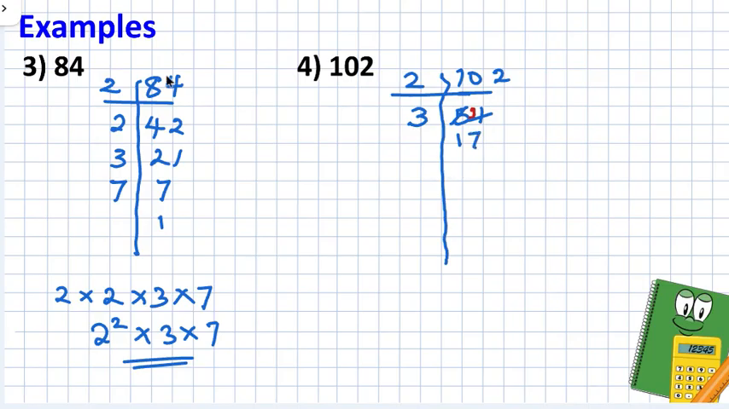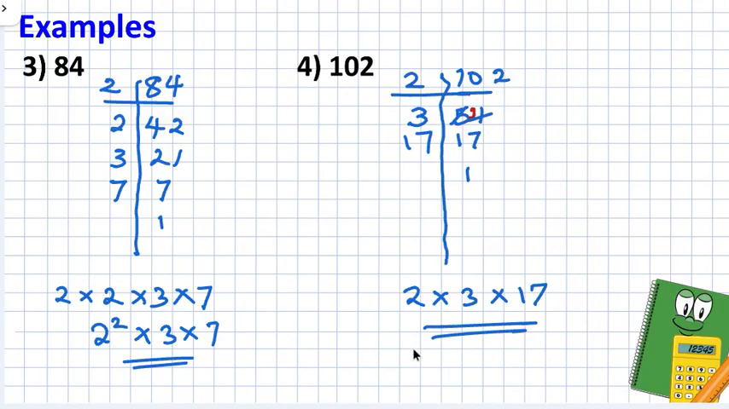So which other prime number can we use to divide 17? 3 cannot, 4 cannot, 5 cannot, 6 can't. I don't see any other prime number except 17 itself. So 17 going into 17 will give us 1. Our final answer is going to be 2 times 3 times 17. If you look at this, no number repeated itself here, so I will leave this as my final answer.